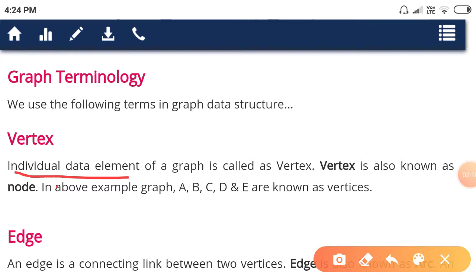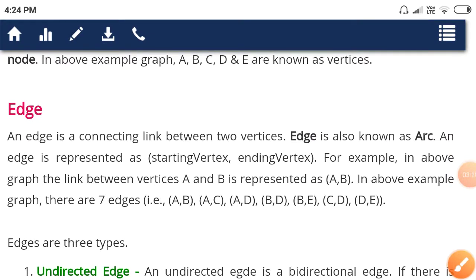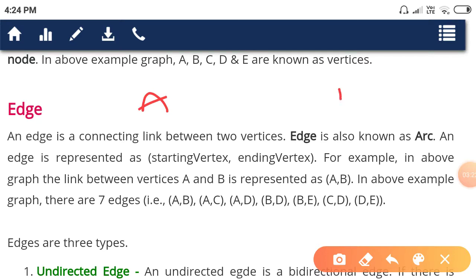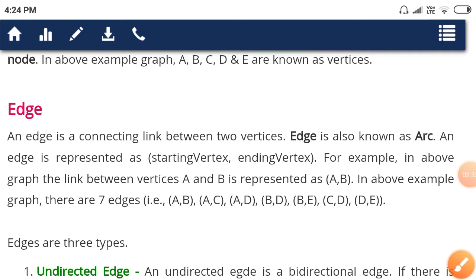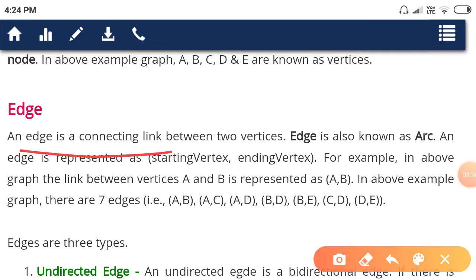Next, what is the edge? I have two nodes, a comma b, two vertices. Here I have to establish a relationship between the two vertices. This connection link we call an edge. Edge is a connecting link between two vertices. Here we are calling the edge an arc also. We can call this edge an arc.